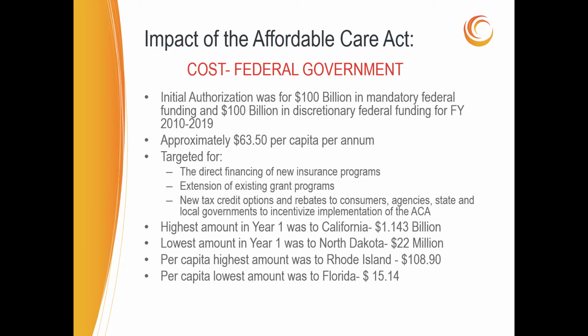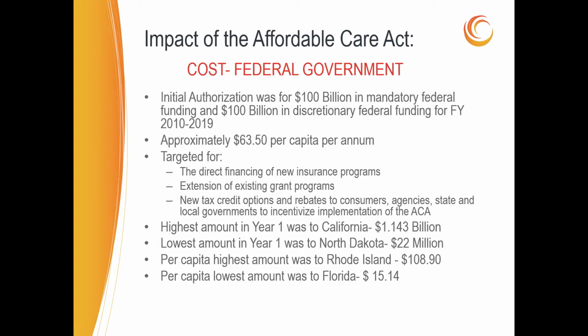For the cost component of the Affordable Care Act's impact, we first discuss it at the federal government level. The initial authorization for the Affordable Care Act was for $100 billion in mandatory federal funding and another $100 billion in discretionary federal funding for fiscal years 2010 through 2019. That equated to $63.50 per capita per annum in costs.